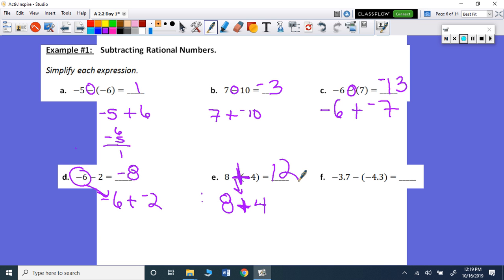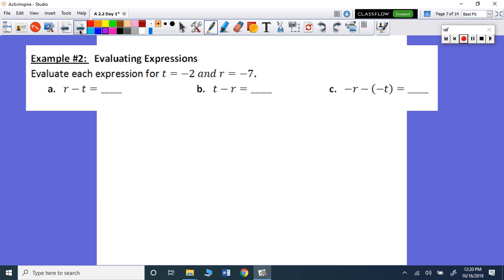Alrighty. So for letter F, I'm going to rewrite the first, add the opposite. Is my final answer going to be positive or negative, guys? Would you rather have $4.30 or $3.70? Because 4.3 is bigger, and the arithmetic without a calculator should be 0.6. Anybody remember that from last year? Yes? No? Okay. Well, let's do a couple more, or even just one more.